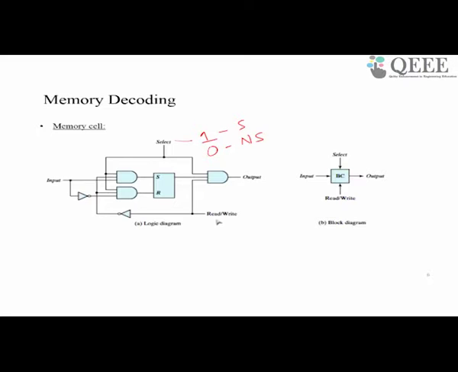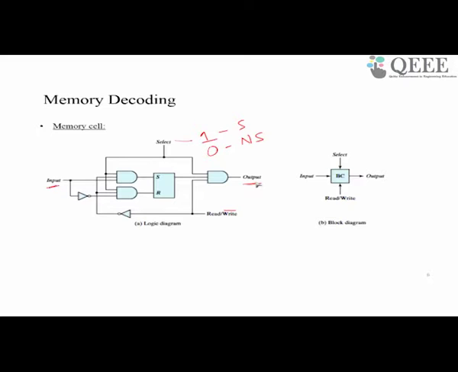Then there is a control line, read bar write. If it is 1, then it is a read operation. When R bar W bar is 0, then it is a write operation. If you are going to write, the input bit to be written has to be given in this control point, and if you are reading, the output will come out of this point.